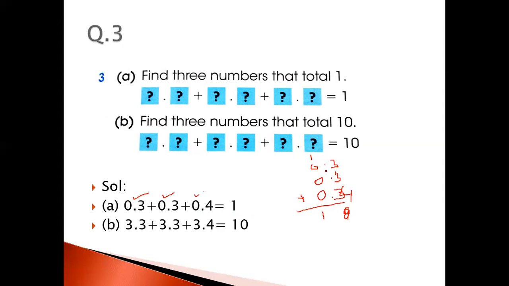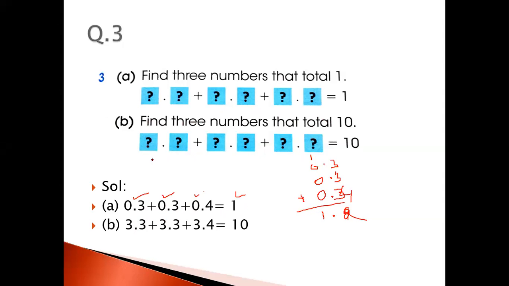And what to do: the decimal point should be below the decimal point. Here is one decimal point, here is another, and here is another, and you should write your answers in the same sequence. Below the decimal point, mark your decimal point, and you know that 1.0 is equal to 1, so we can write it this way. So these are the three numbers: 0.3 plus 0.3 plus 0.4 is equal to 1.